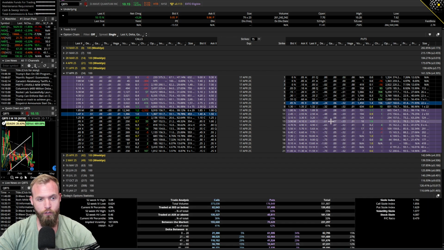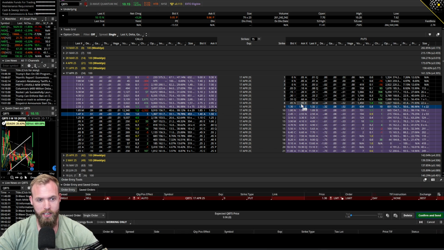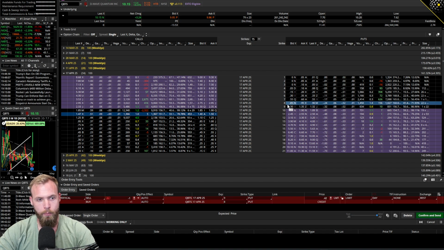If we look at it from a short option perspective, so let's take a look at being short the 9 strike and buying the 8 strike, your max risk is the width of the spread, which is $1 less whatever credit you receive.